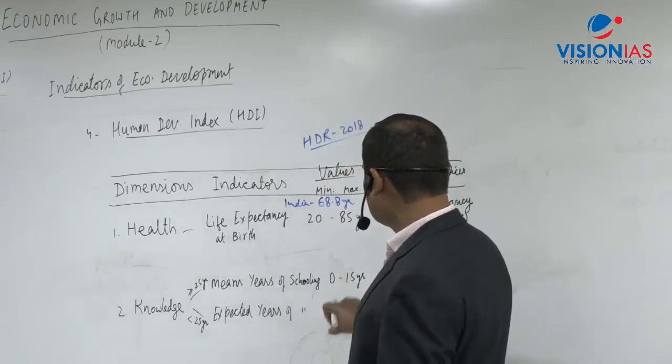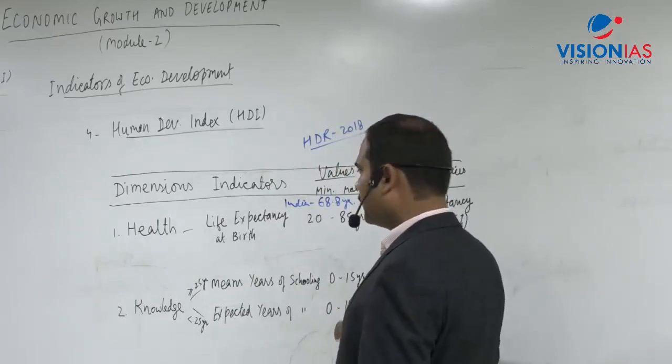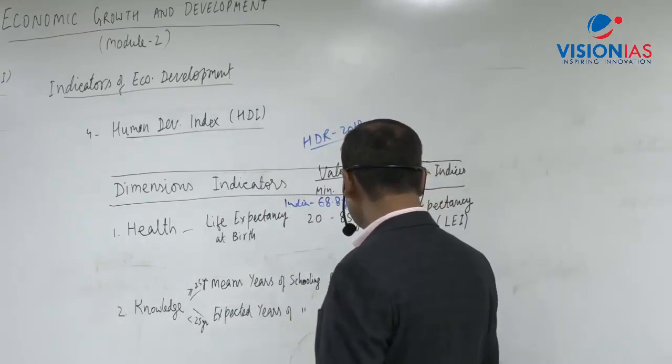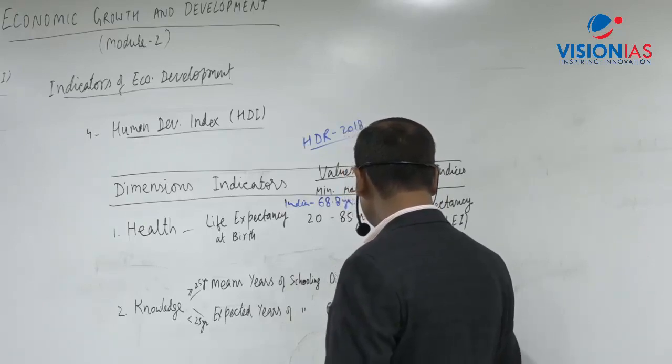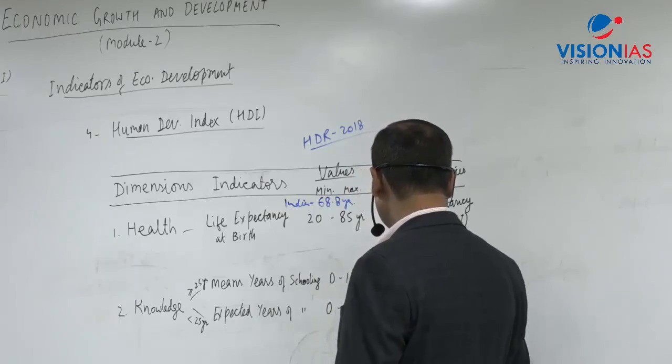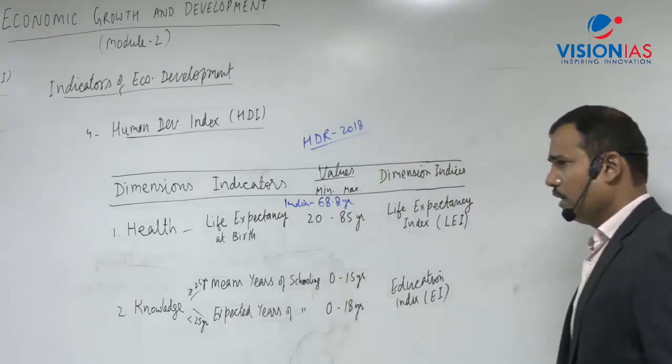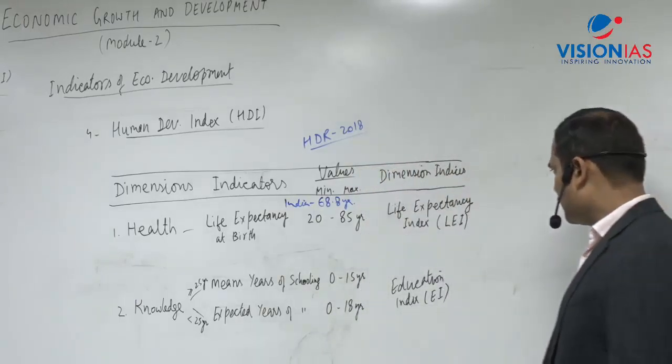So minimum, maximum values 0 to 15, 0 to 18. Name of the index is education index. In short, EI. Education index.